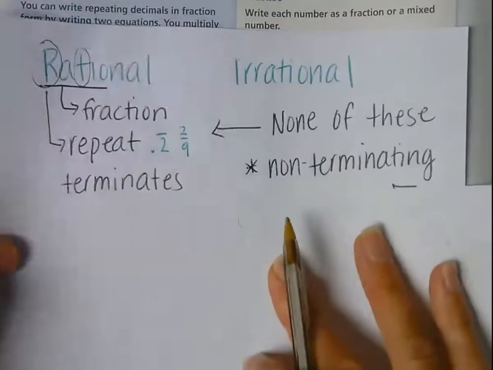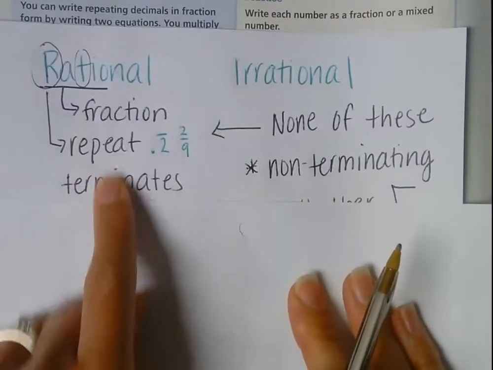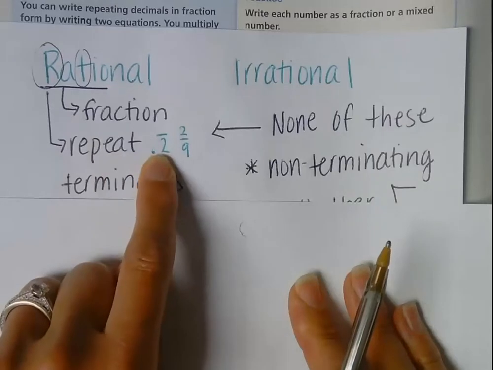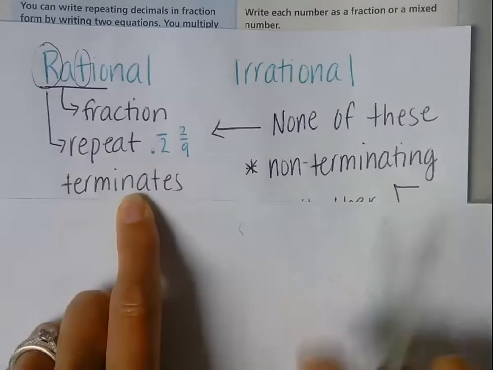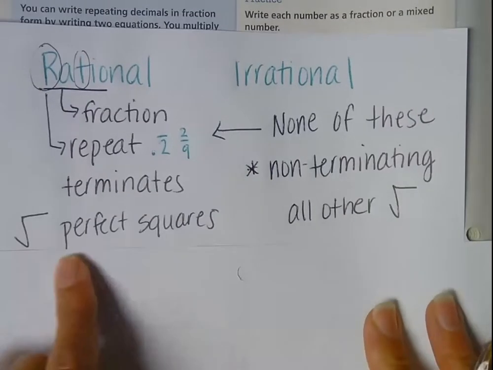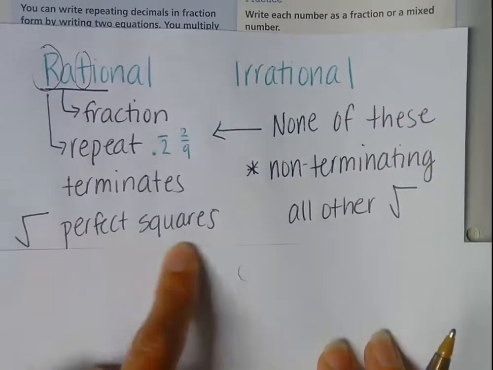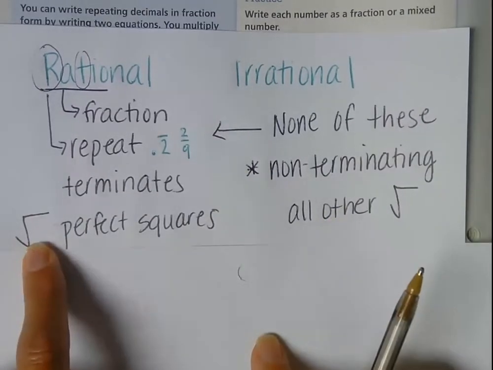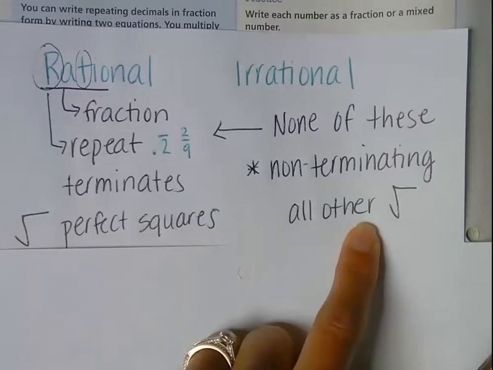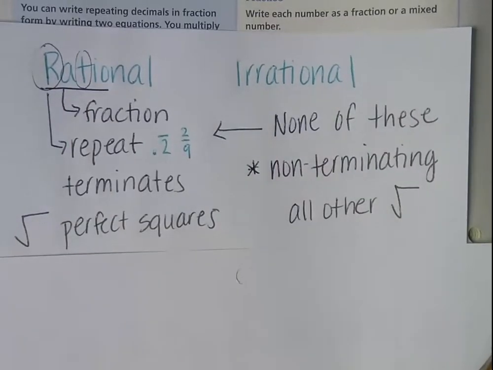And then irrational is basically the opposite of any of these. So it cannot be written as a fraction. There are no repeating set of digits, and it does not terminate. The ones that you need to be careful about is that they're going to give you some square roots. The square root of a perfect square is going to be rational. Any other square roots are going to be irrational.